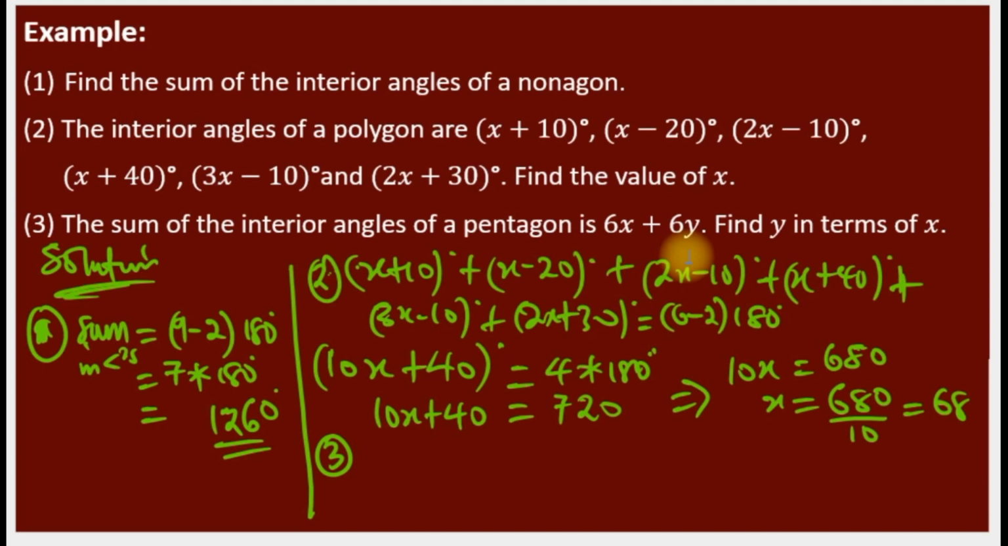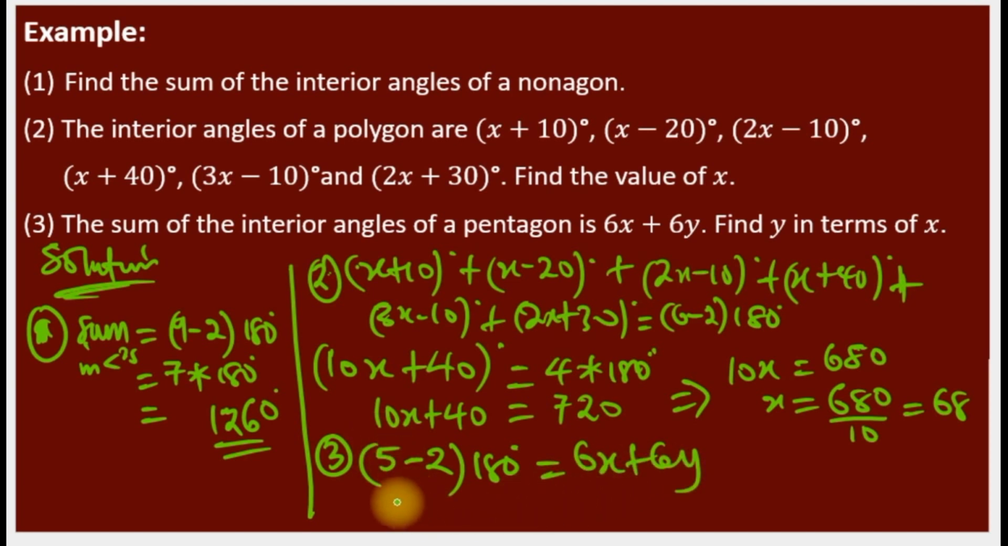That's the second way of writing something in terms of the other thing: to make it the subject of formula. Just keep it on one side of the equation. So that's it. They told us this is a pentagon, and they gave us the sum. For a pentagon, the sum is 5 minus 2 times 180. And also they gave us the sum as 6x plus 6y. Do you get the logic? They gave us the sum. We know the sum as n minus 2 times 180. But they still gave us the sum as 6x plus 6y. So we equate it, forming an equation.